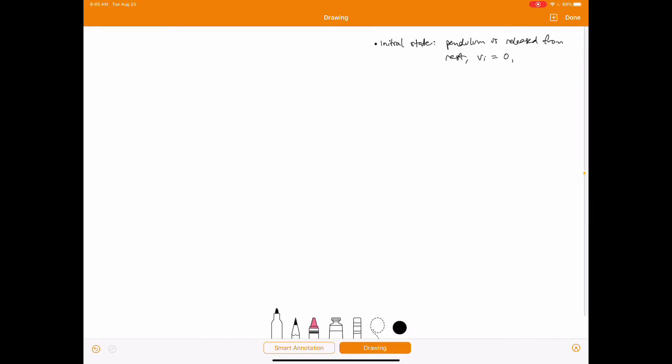We can also say something about the initial angle. Let's call the angle theta. That's 45 degrees. The final state is where the pendulum has swung down to an angle of 30 degrees from the vertical. So we'll say it swings to theta final is 30 degrees. And what we want to know is V final. The point of the problem is to figure out how fast it's moving.